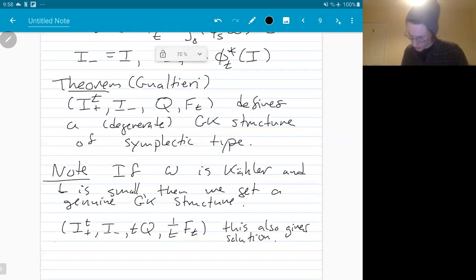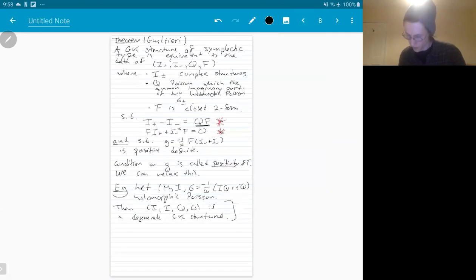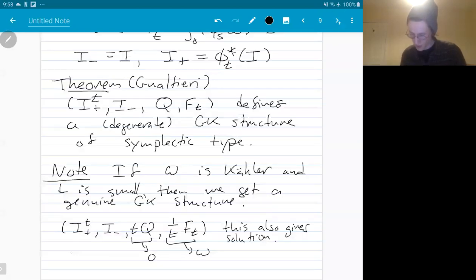And I just want to point this out because in this case, when t goes to 0, this part goes to 0, and this part goes to just omega. So we can either view it as deforming from this kind of Poisson structure without any metric or anything, or we can view it as deforming away from a Kähler structure by turning on a Poisson structure. There are these two perspectives that we can take.